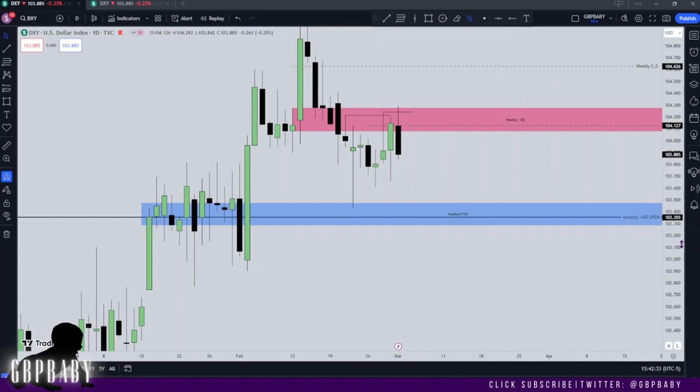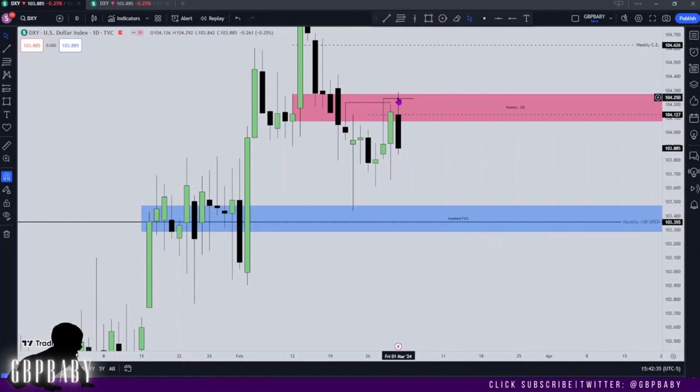Furthermore, depending on how quick we reach this implied fair value gap, for example, if say Monday and Tuesday manage to reach down here, then we can probably expect a midweek reversal for us to trade higher for the rest of the week. So again, it's really dependent on how Monday and Tuesday are going to be trading this week.